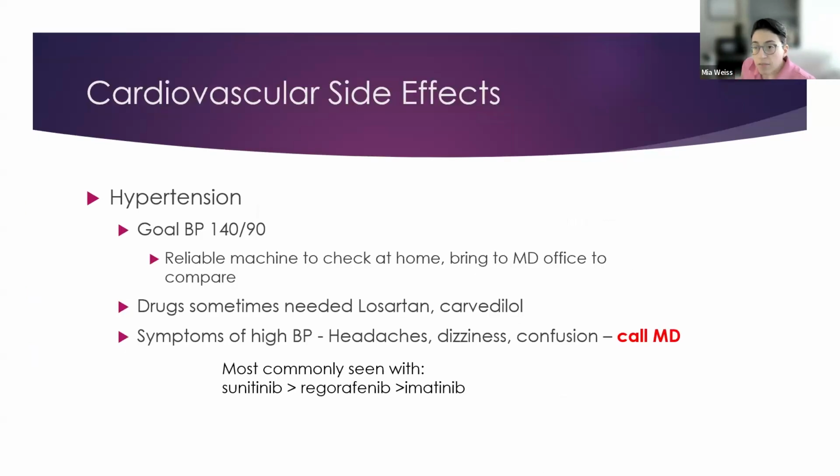Okay, next side effect we'll review is the cardiovascular side effects, most notably hypertension. We see this most commonly with Sutent and Stivarga, less commonly with imatinib, but certainly it can occur. We tell patients the goal blood pressure should be less than 140/90.